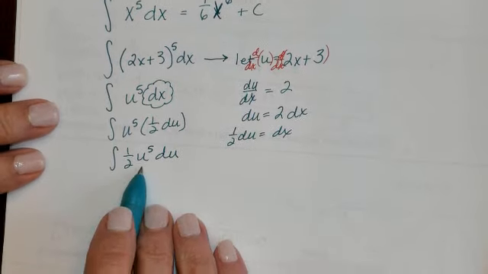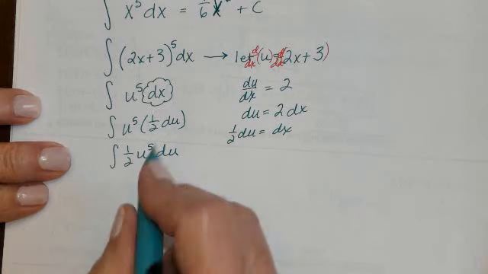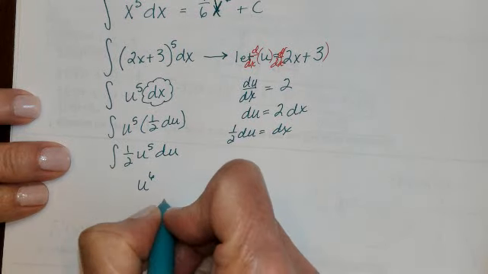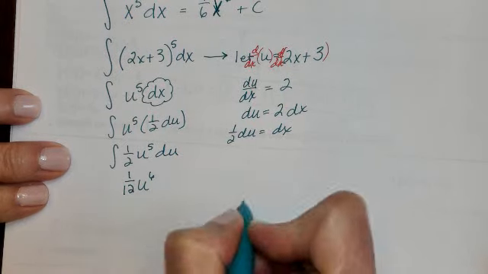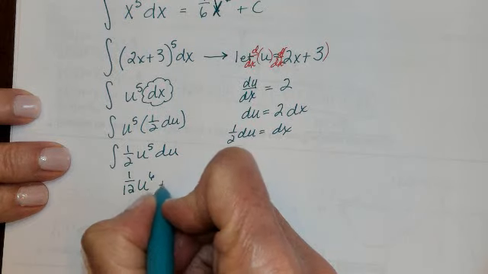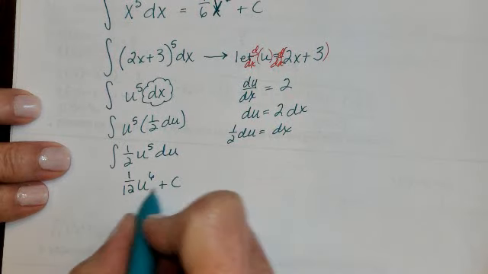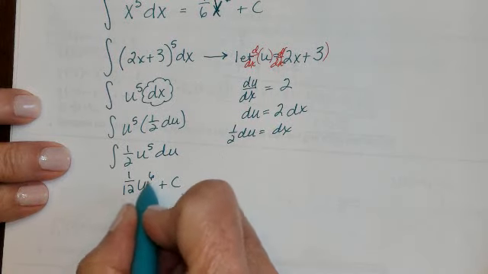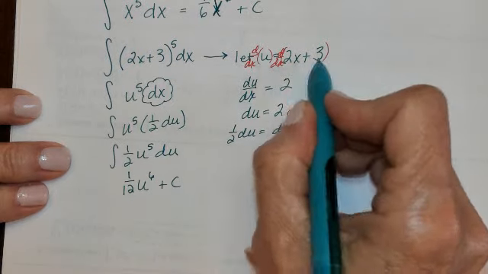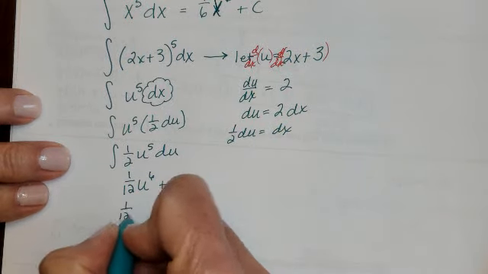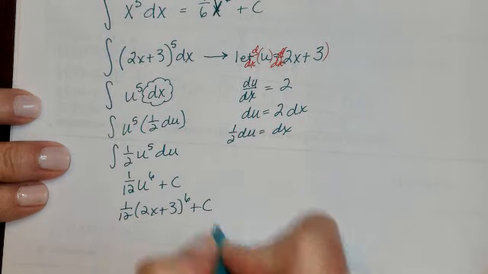And from here, we do what we've always done. We just use the power rule. Now this is really easy, right? Raise the power by 1, multiply by 1/6, so that would be 1/12 u to the 6th plus c. And lastly, we substitute back our x expression for the u. So u was 2x plus 3, so this will be 1/12 times 2x plus 3 to the 6th plus c.